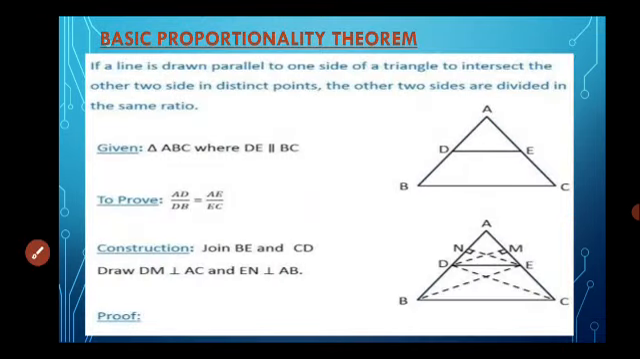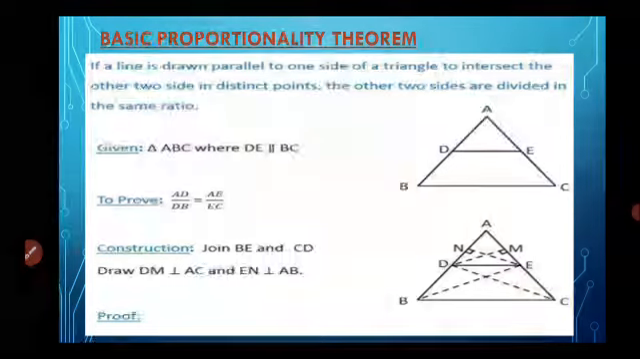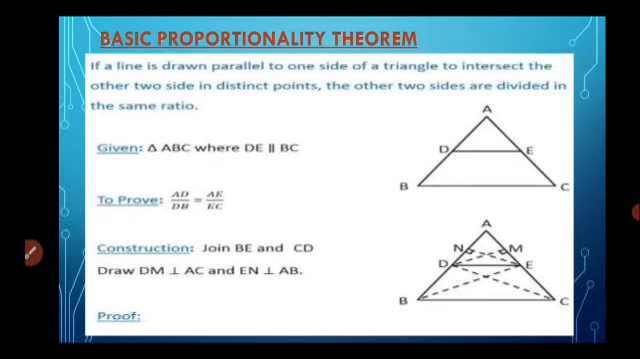Now, this year we have to study only two theorem proofs. First is the basic proportionality theorem. What is it? If a line is drawn parallel to one side of a triangle to intersect the other two sides in distinct points, the other two sides are divided in the same ratio.